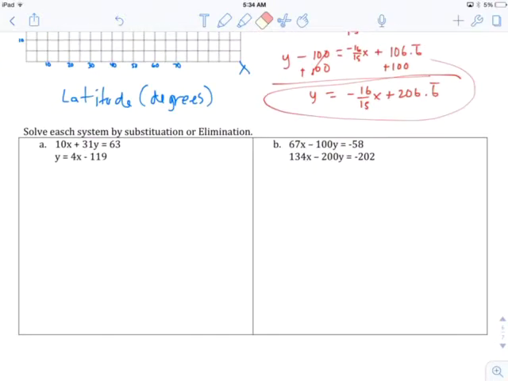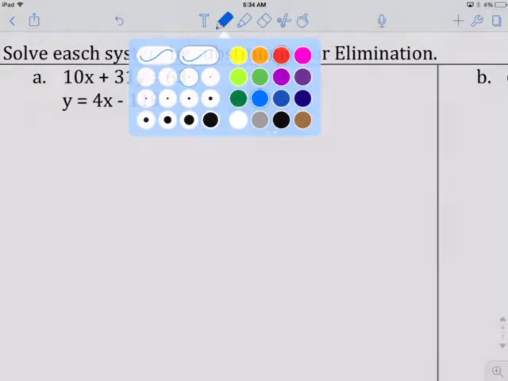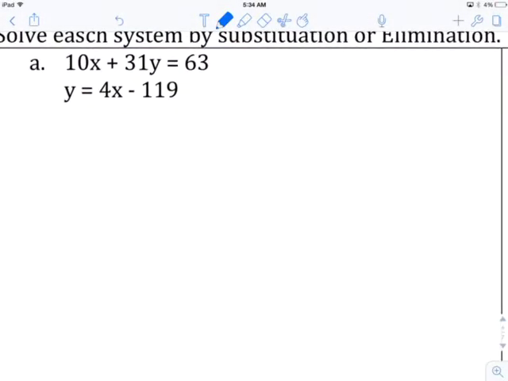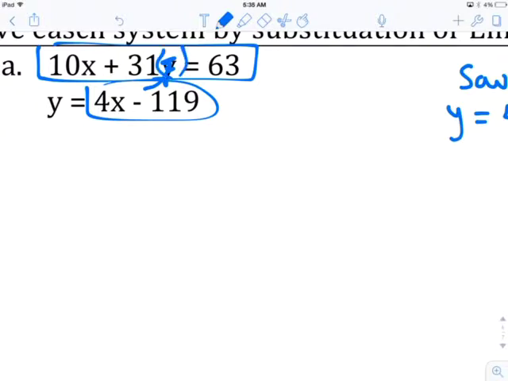Okay, I'm going to do this as fast as we can because some of you may have been absent on the day of substitution and elimination. This is substitution. We save the easier one of the two, which is the one in slope-intercept form. Then we substitute this one into y right there, with parentheses. So we copy 10x plus 31, parentheses, equals 63.